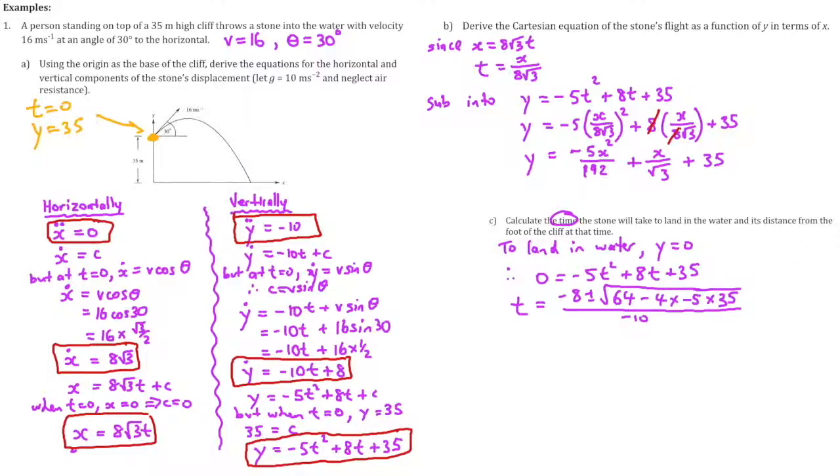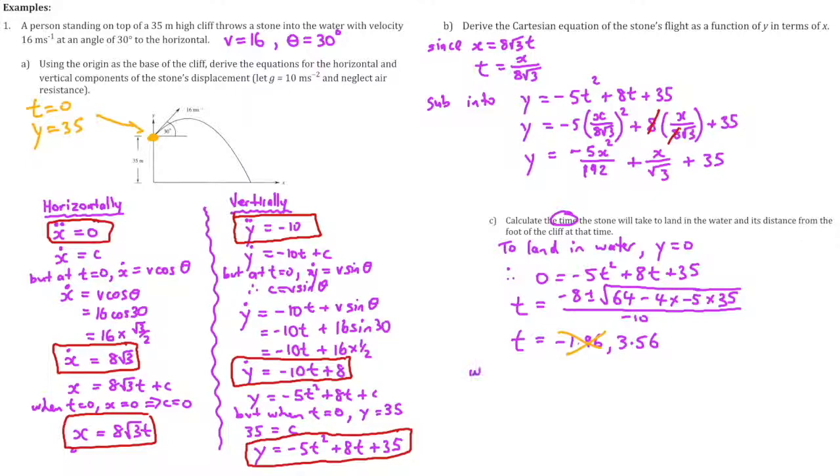Let's put that into the calculator. And we put that into the calculator, we get t equals, so we'll do it for the positive case, and we'll do it for the negative case. And we'll get for our two answers minus 1.96 and 3.56, which means the answer is 3.56 since time has to be positive. So 3.56 seconds to land in the water.